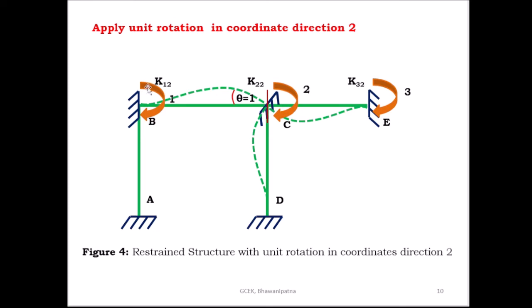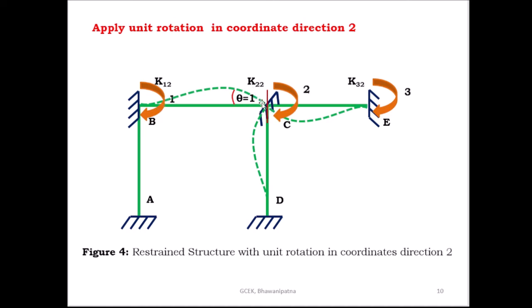So K12 is the force at coordinate 1 due to unit rotation at coordinate 2, and K22 is the force at coordinate 2 due to unit rotation at coordinate 2, and K32 is the force at coordinate 3 due to unit rotation at coordinate 2. So find out this K12, K22 and K32. For K12, find out from this span only, BC span. So K12 is equal to 4EI theta B by L plus 2EI theta C by L.